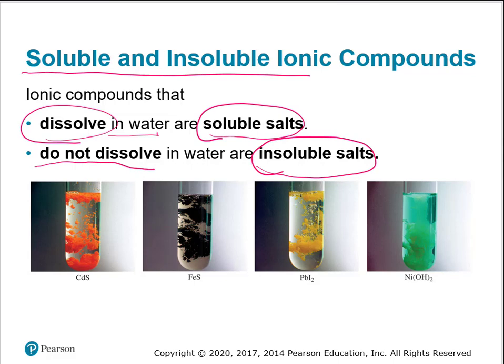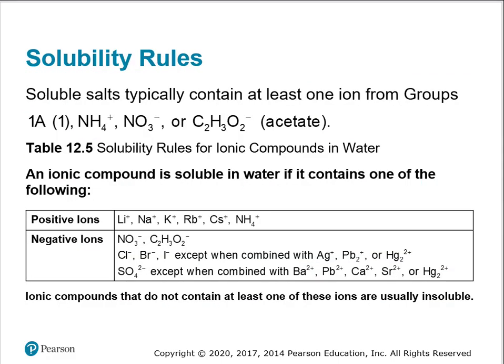Here are some examples of insoluble compounds. When I have a solid chunk of something formed, in this case cadmium sulfide, iron sulfide, lead iodide, nickel hydroxide, we can see oftentimes they are pretty compounds, but they will not dissolve. They are insoluble. Well, how do you know if something is soluble or insoluble? Well, there's a list of rules.